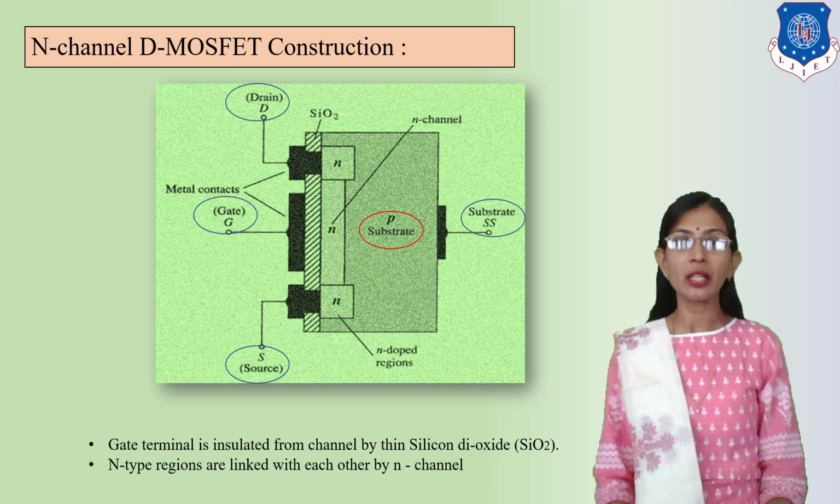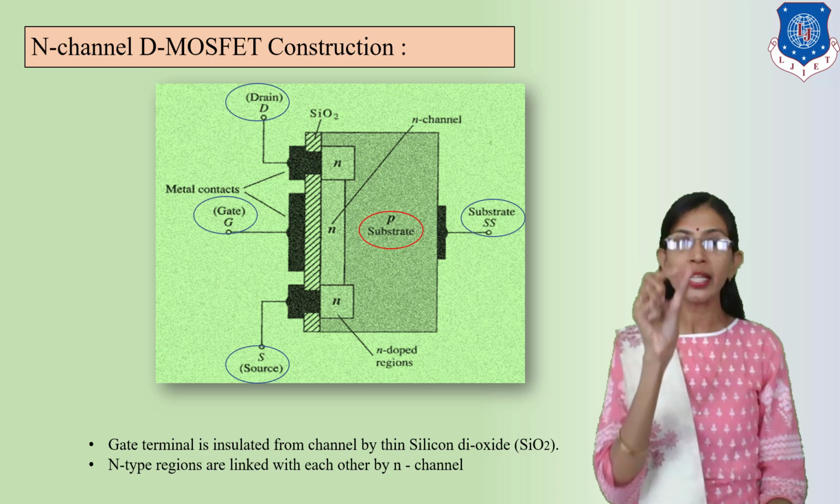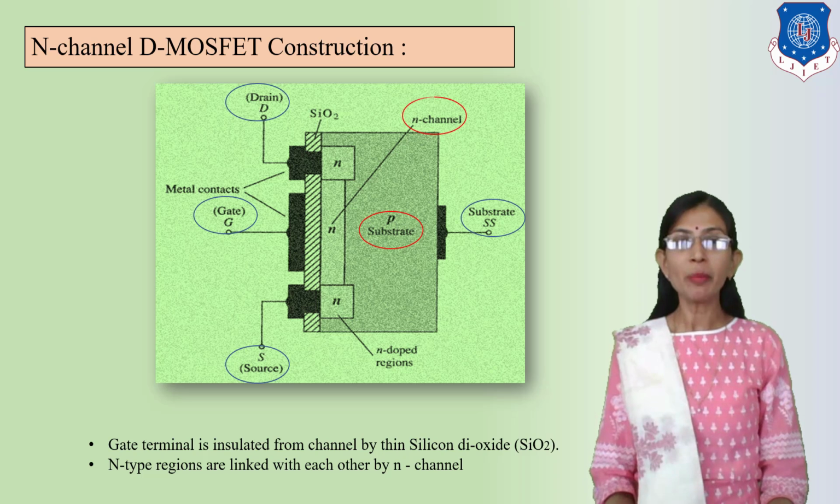So this is the main substrate, and there are heavily doped N regions, that is N type of semiconductors, and there is one connecting region known as N channel. It will be also of N-type semiconductor. So gate terminal is insulated from channel by thin silicon dioxide, that is SiO2, and N-type regions are linked with each other by N-channel. So this is the construction of D MOSFET, depletion MOSFET.